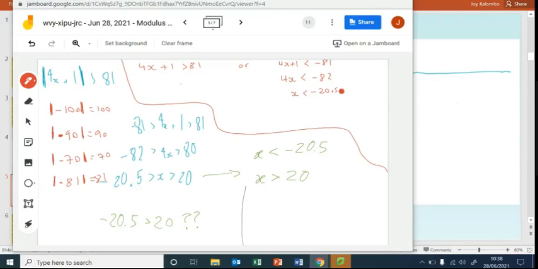That's part of the inequality, but there's also the other part where 4x plus 1 is greater than 81. So therefore, 4x is greater than 80. Therefore, x is greater than 20. So we end up with this kind of inequality: x is less than minus 20.5, union, x is greater than 20.